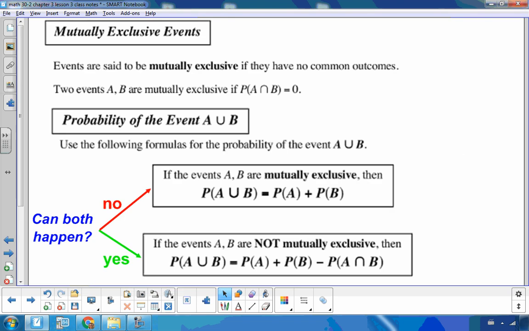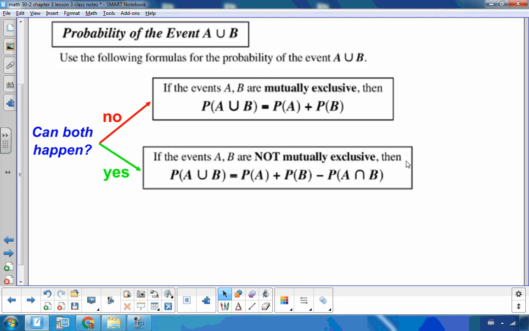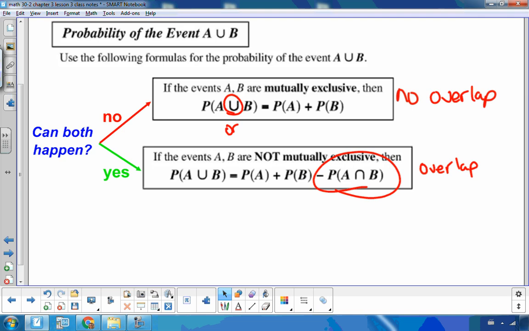So how do you know if there's overlap or not? Well, mutually exclusive events have no overlap. Non-mutually exclusive events have an overlap. So all you have to do is ask yourself, can both happen at the same time? If the answer to that question is no, both can't happen at the same time, meaning there is no overlap, the probability of A or B is the individual probabilities added together. Now, if both can happen, that means there is overlap. And if there is overlap, we must always subtract that overlap.